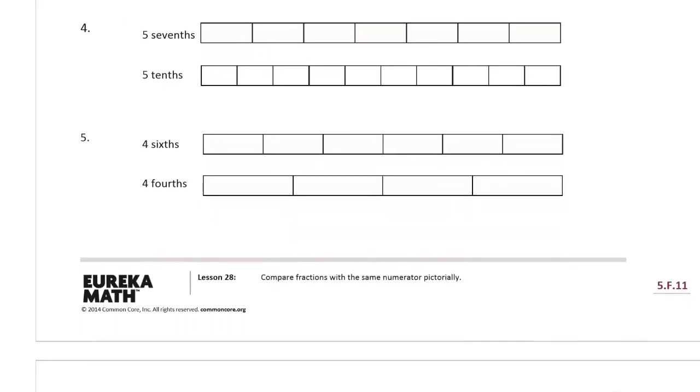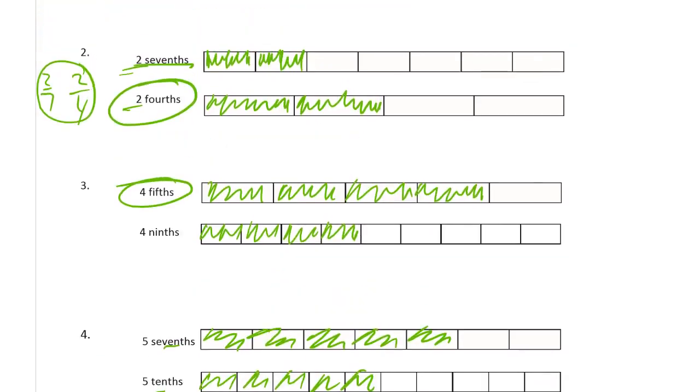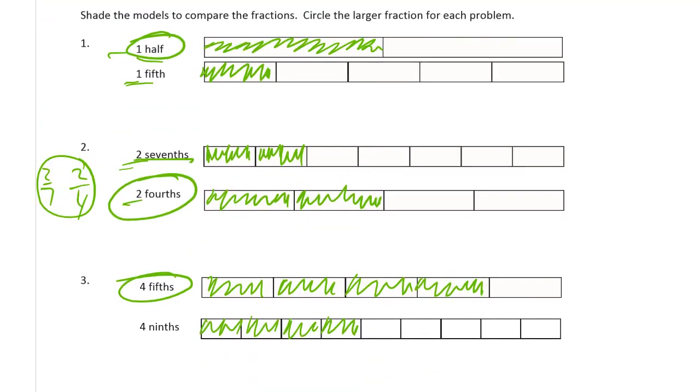All right, now we're counting sevenths and tenths. So 5 of these sevenths, 1, 2, 3, 4, 5, and 5 of the tenths, 1, 2, 3, 4, 5. And you might be onto this, that the big idea of this page is that when the numerators are the same, we're counting just one kind of piece, then whichever pieces are bigger are going to be the larger fraction.